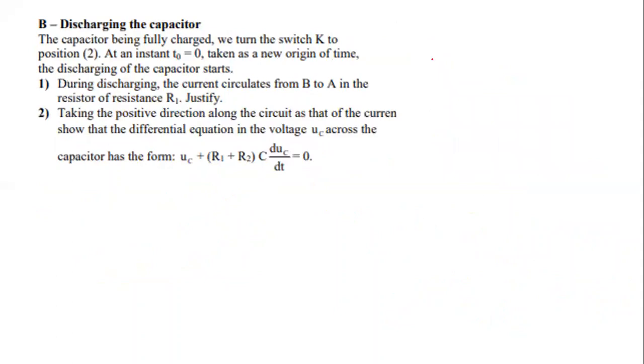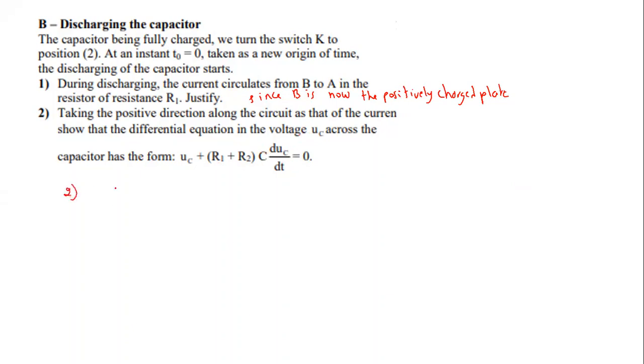We continue. Now we're in the part of discharging. The capacitor being fully charged, we turn the switch K to position 2, taken as new origin of time. During the discharging, the current circulates from B to A in the resistor, justify. Since B is now the positive plate, the positively charged plate. Taking the positive direction along the circuit as that of the current, show that the differential equation in terms of UC is of this form.